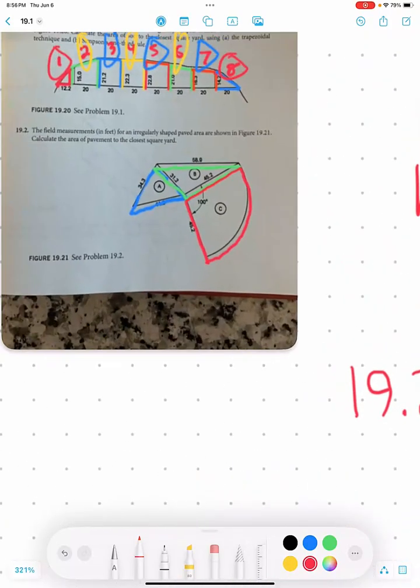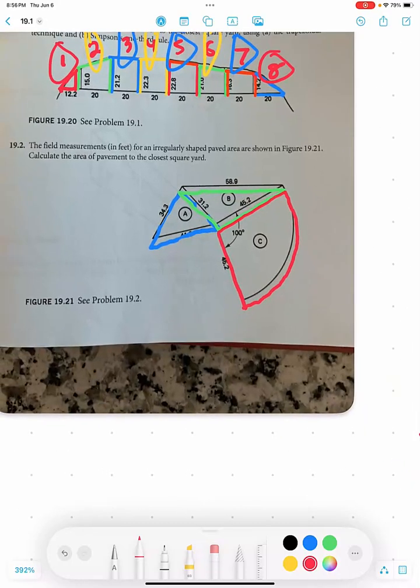Okay, moving on to problem 2. Field measurements in feet for an irregularly shaped paved area are shown in figure 19.21. Calculate the area of pavement to the closest square yard. That's kind of important there. Again, they give you all these measurements in feet, so we're just going to have to divide that by 9 since we're working in square yards at the end of the problem.